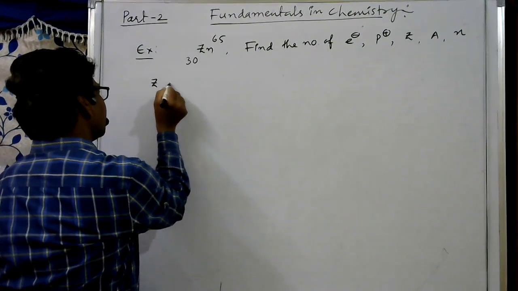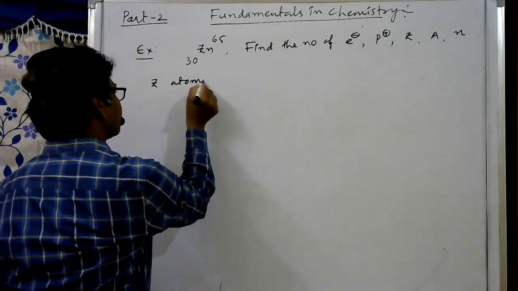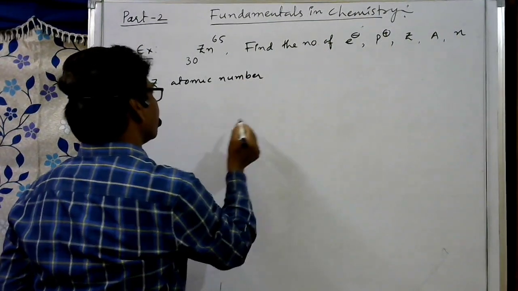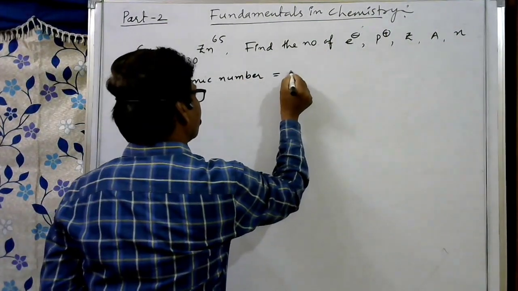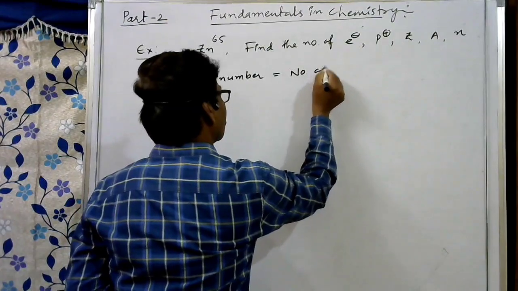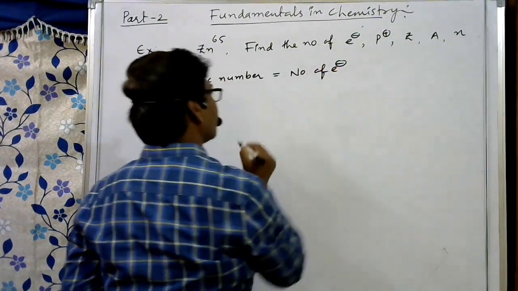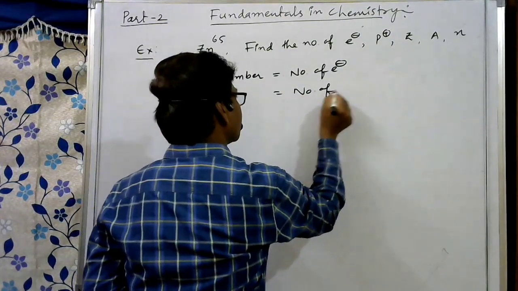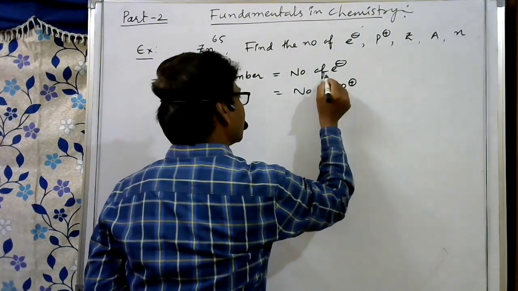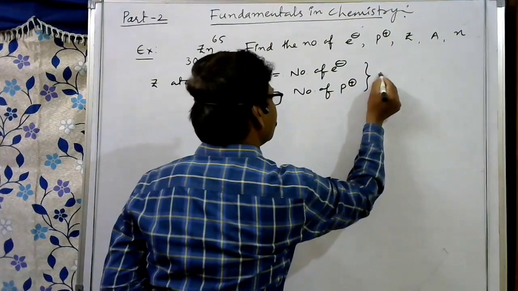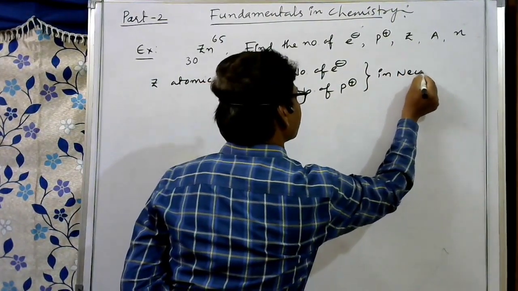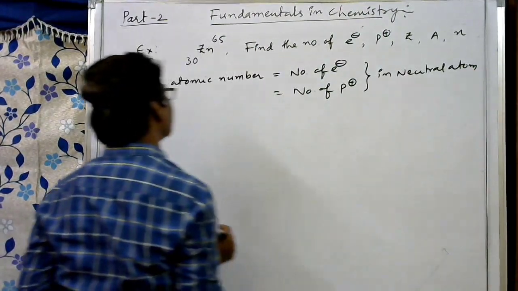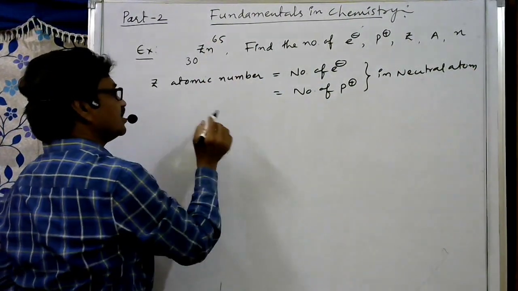Z is nothing but atomic number. In the last session we discussed that atomic number is the number of electrons, which is equal to the number of protons in a neutral atom. The number of electrons and the number of protons are equal in a neutral atom.